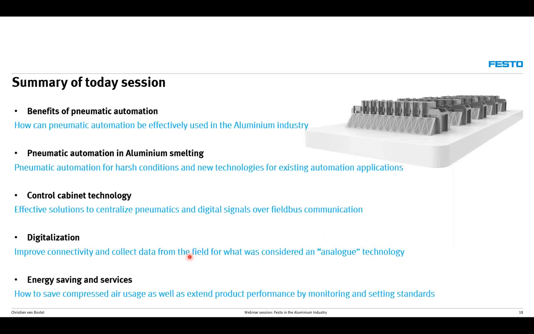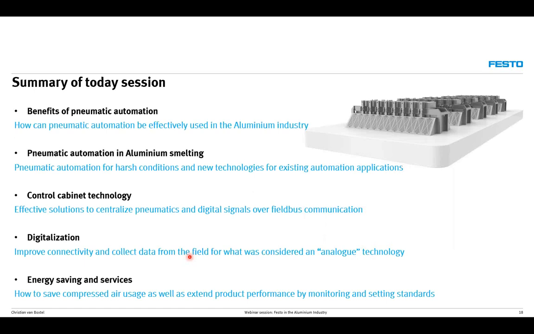For example, the VTOP model we showed you, where we have a modular concept to integrate several functions into one item without having additional equipment around it. The concept of control cabinet technology is an effective solution to centralize pneumatics, protect them from the environment, and give more support, also an easier situation for your maintenance team to work with.